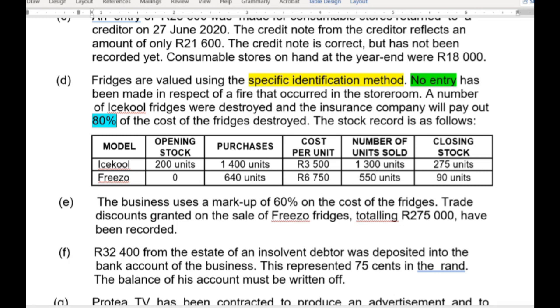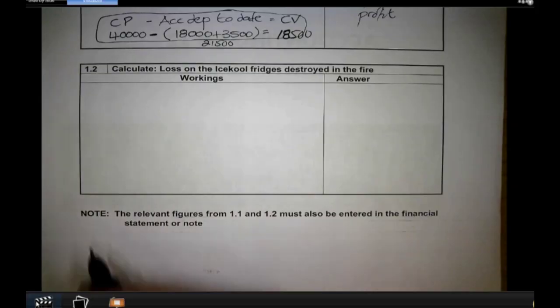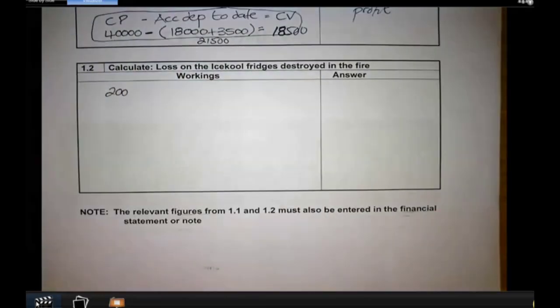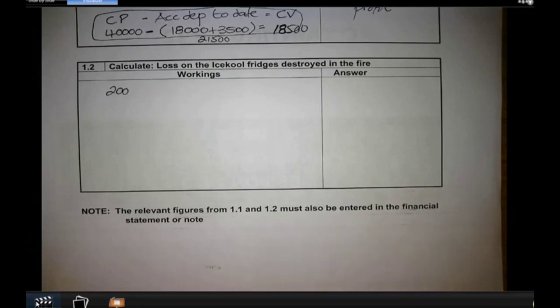Now, let's see how many closing stock I have. Okay, let's see. So, I started out with 200. Let me just bear with me here. Let me just get some of my papers sorted out. Got stuff all over the show here. Sorry. Let me just get my pages sorted out here. My apologies. There we go. Some of my pages just got mixed up here now. There we go.